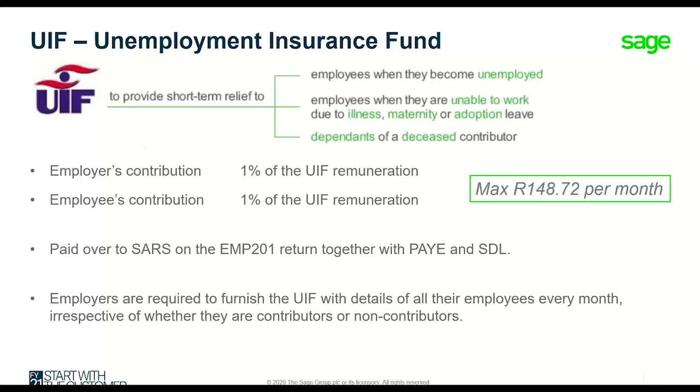UIF. The purpose of UIF is to provide short-term relief to employees when they become unemployed, when they are unable to work due to illness, maternity or adoption leave, or to the dependants of a deceased contributor. UIF also nowadays covers paternity leave. It is both an employer's and employee's contribution of 1% of UIF remuneration up to a max of 148.72 per month. It is paid over to SARS on the EMP201 return together with your pay as you earn and SDL.